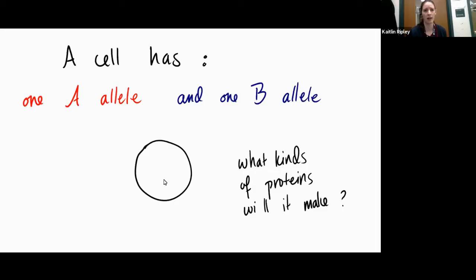So let's take a look at what happens when we look at some inheritance with multiple alleles. So let's say you again only have two alleles that you inherit.